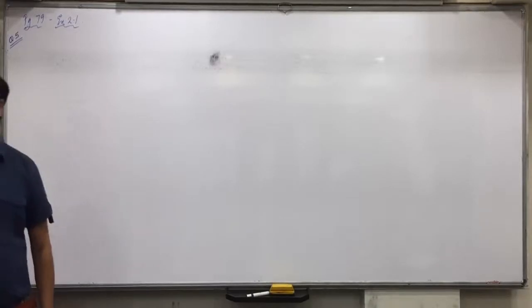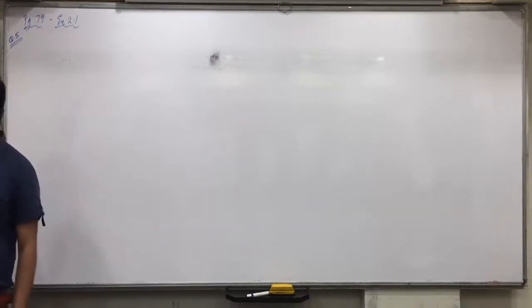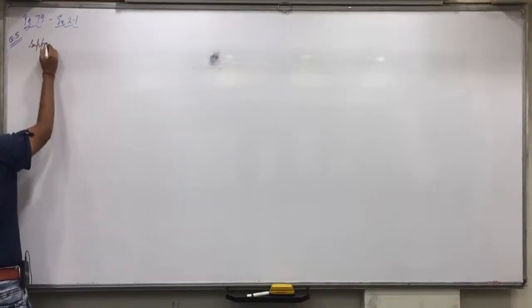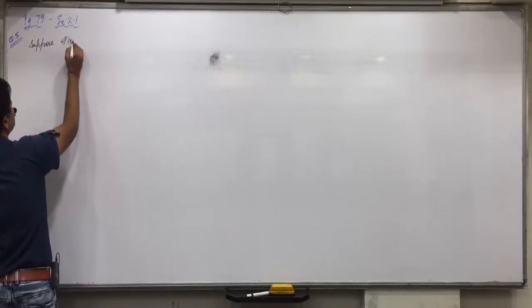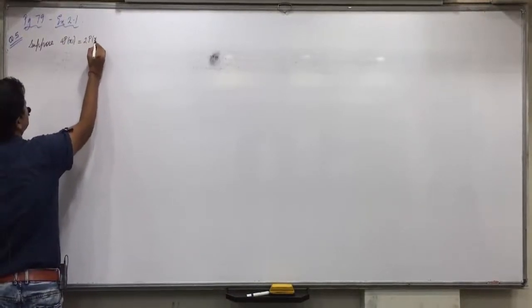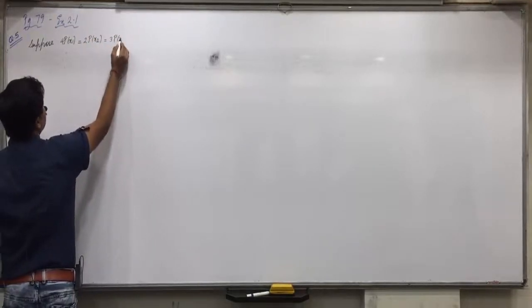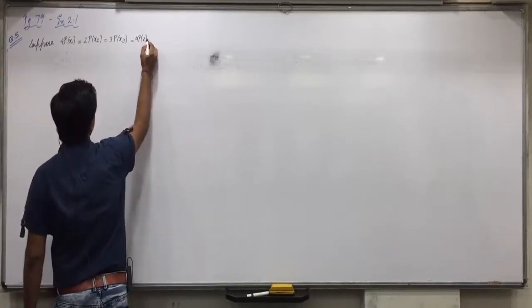Constant k. If 4p(x1) equals 2p(x2) equals 3p(x3) equals 4p(x4), correct. So far k has only come, so let us take it as k, otherwise a, b, c, d, anything can be taken. Suppose 4p(x1) is equal to 2p(x2) is equal to 3p(x3) is equal to 4p(x4) is equal to k.